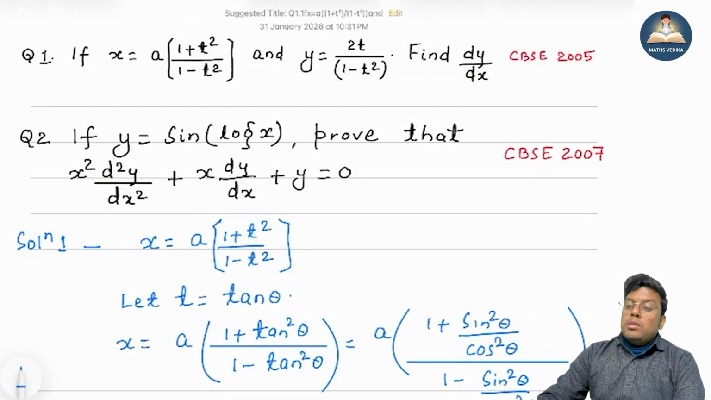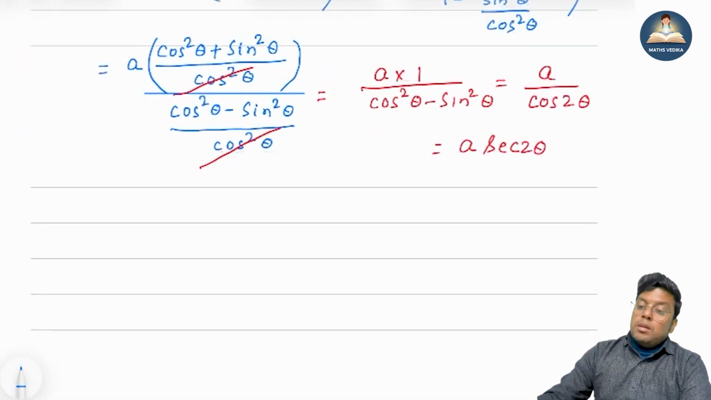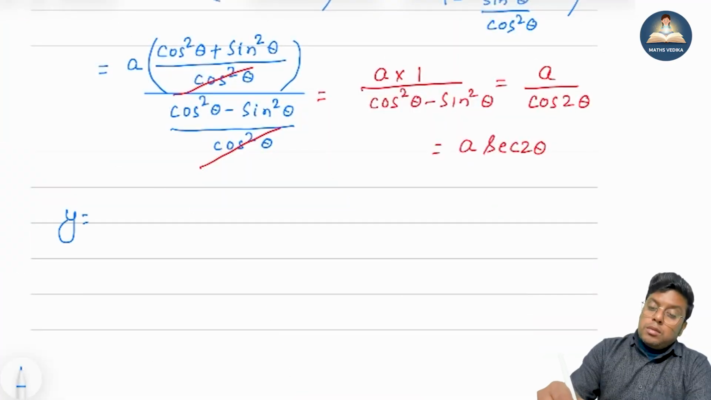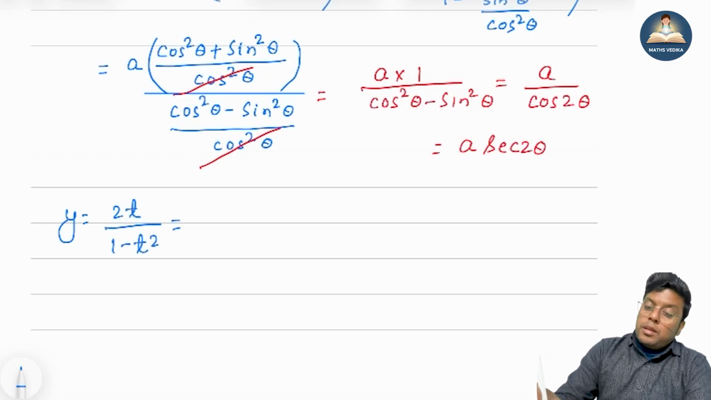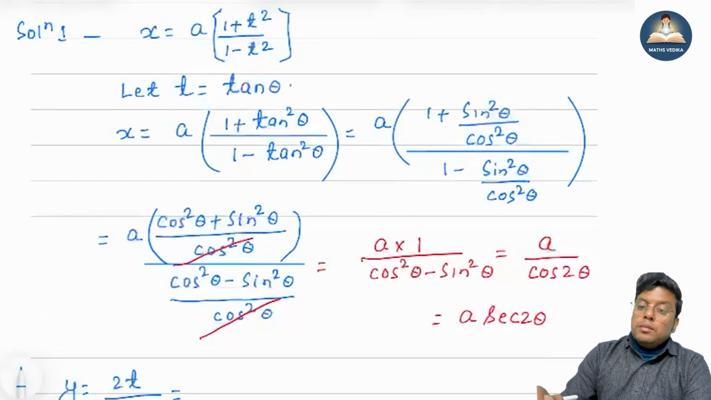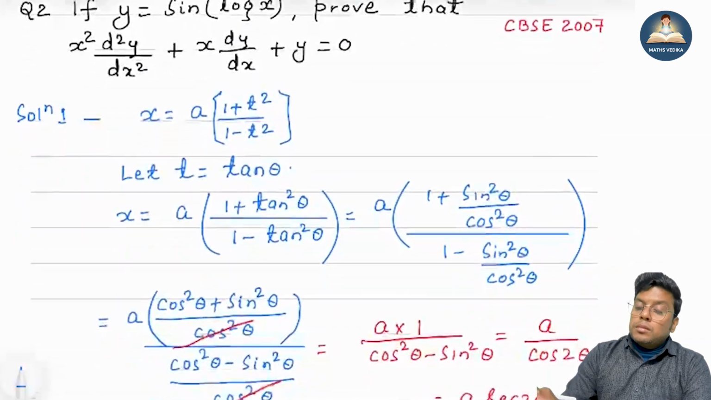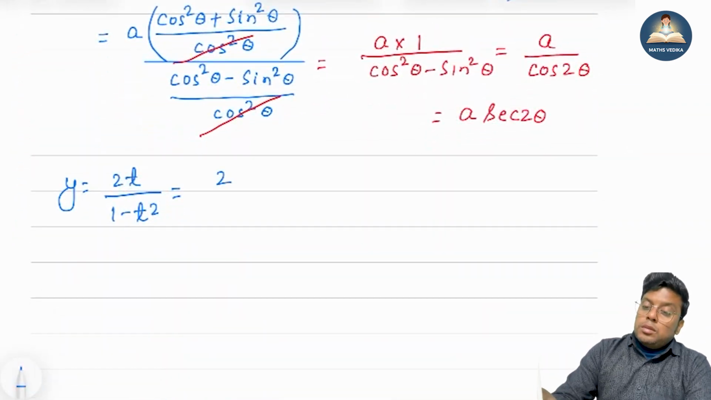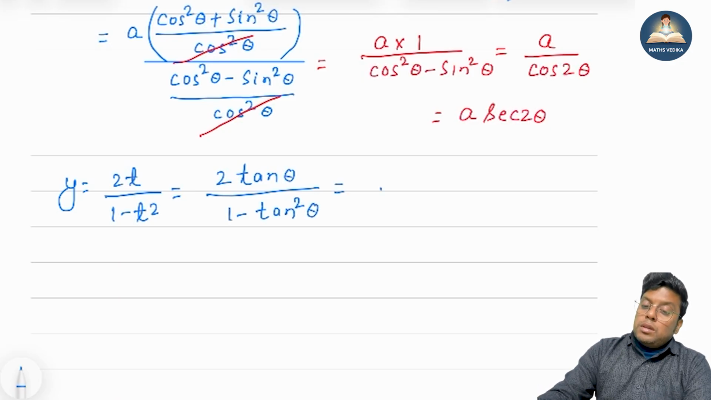And here y is equal to 2t by 1 minus t square. So y is equal to 2 tan theta divided by 1 minus tan square theta, which is equal to tan 2 theta.